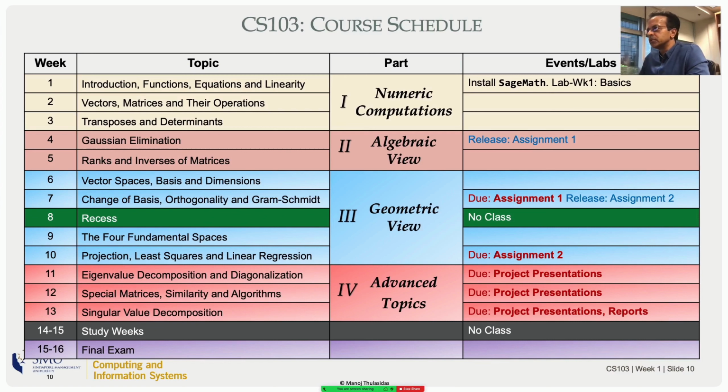And after that, we will move on to the algebra of linear algebra, the algebraic part. What I mean by that is solving equations. As you will see later today, a matrix basically represents a set of equations and how to solve them, when you can solve them, and how you can determine the solvability conditions, etc. That will be the part of 4th and 5th weeks.